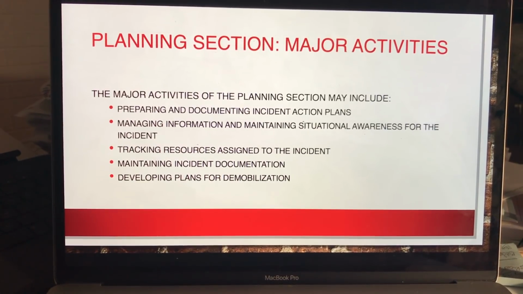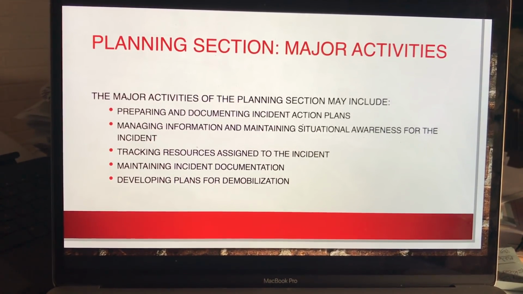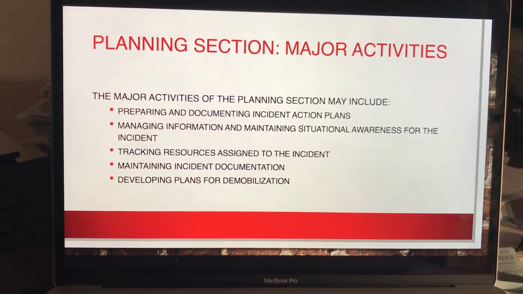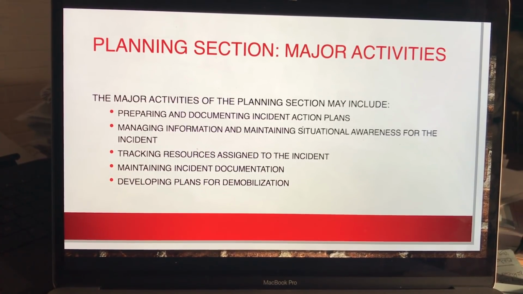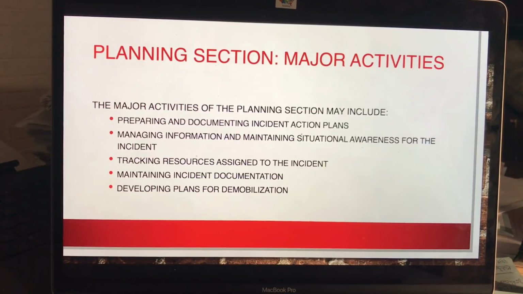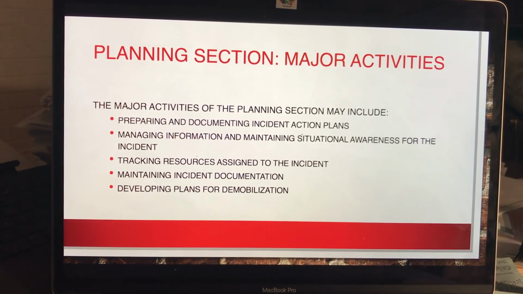Major activities of the planning section. Preparing and documenting incident action plans, managing information and maintaining situational awareness for the incident, tracking resources assigned to the incident, maintaining incident documentation, developing plans for demobilization.